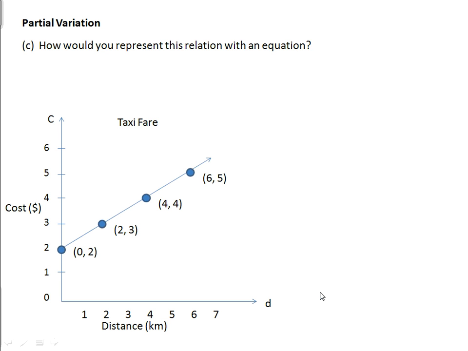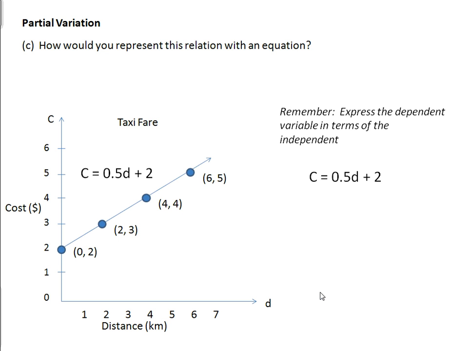How would you represent this relation with an equation? We can't quite look at this example the same as we did with the other example. The dependent variable does not vary directly with the independent variable, but we still do need to express the dependent variable in terms of the independent. The equation I came up with is total cost is equal to 50 cents, or 0.5 of a dollar, per kilometer driven, plus the flat rate of $2.